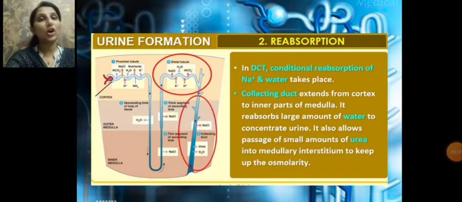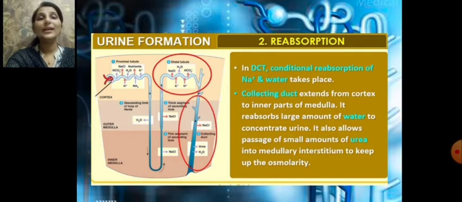In the distal convoluted tubule, what all is reabsorbed? Reabsorption of sodium ions and water takes place. And the role of collecting ducts: it extends from the cortex to the inner parts of the medulla, as we had learned already. It reabsorbs a large amount of water to concentrate the urine because 99% of the filtrate has to be reabsorbed back by the renal tubule, isn't it?